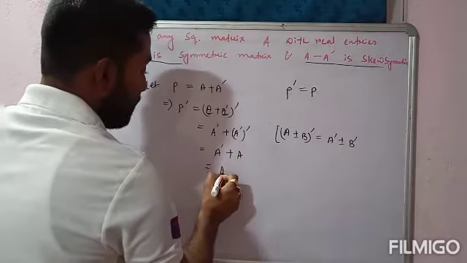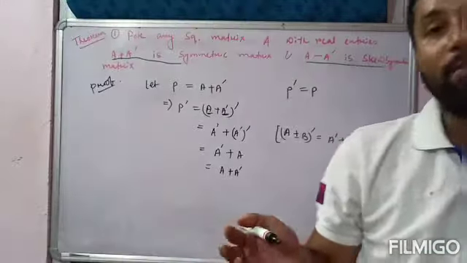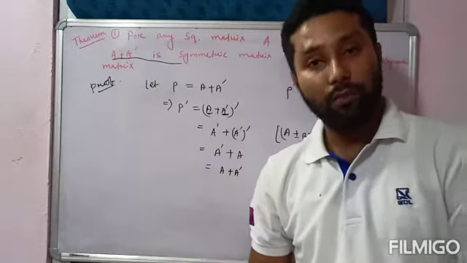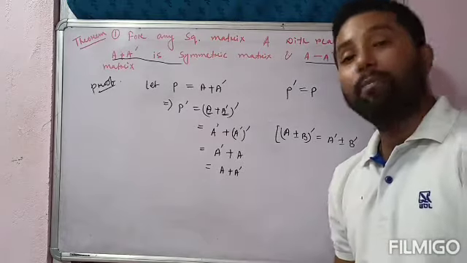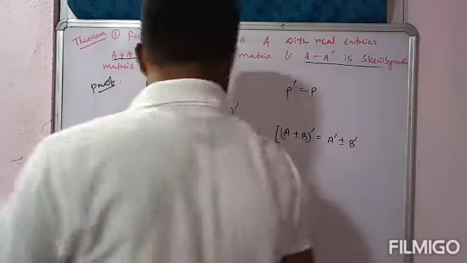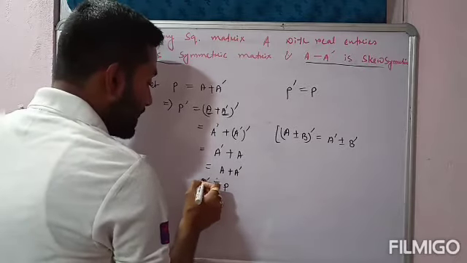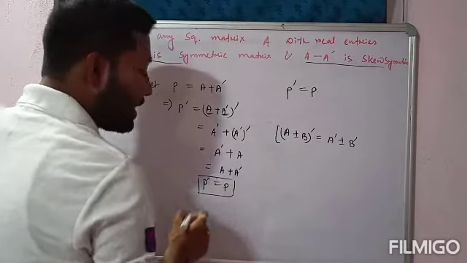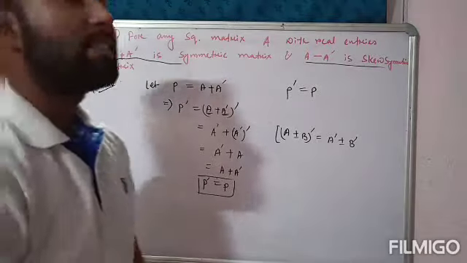So this is equal to, we can write it as A plus A transpose also, because we know that 1 plus 2 is always equal to 2 plus 1. So A transpose plus A can be written as A plus A transpose also. So this A plus A transpose is nothing but the value of P only. So now we can say that P transpose is equal to P, which means A plus A transpose is symmetric.